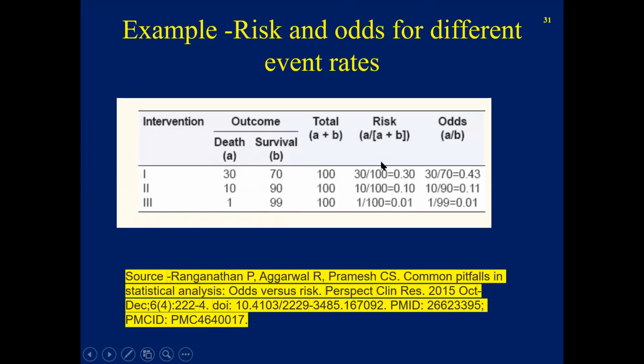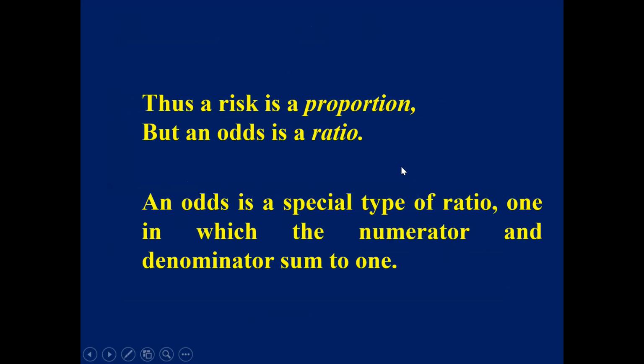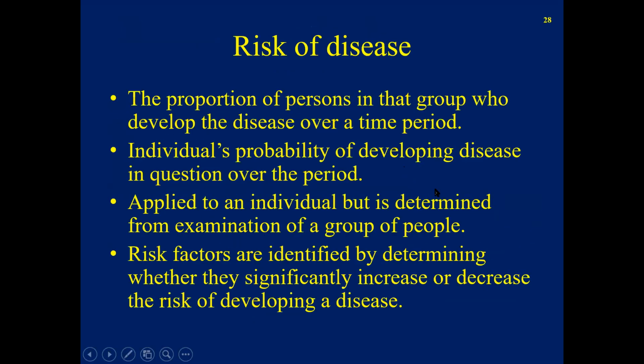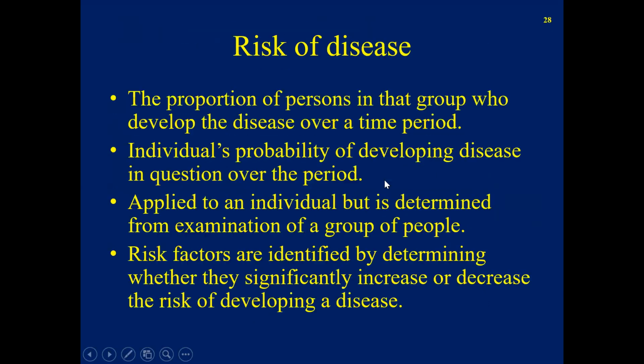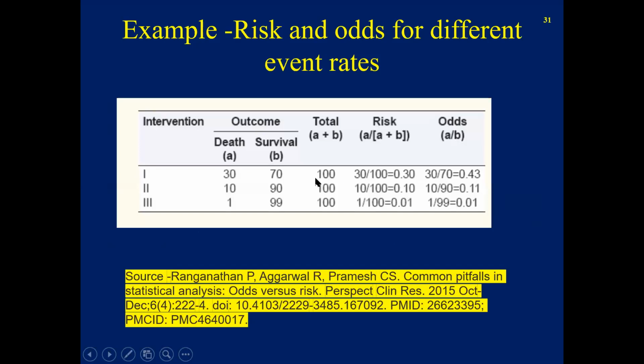Now, what is risk? When we say risk, it means 30 divided by how many total are there in the intervention group? That is 100 were there. So the risk is actually, as I told you, the chance of all things happening is in the denominator. That means it is out of the total number of people, that is, how many events have happened, 30 deaths, that is the event here, out of the total, that is 100. So that means the risk is 30%.